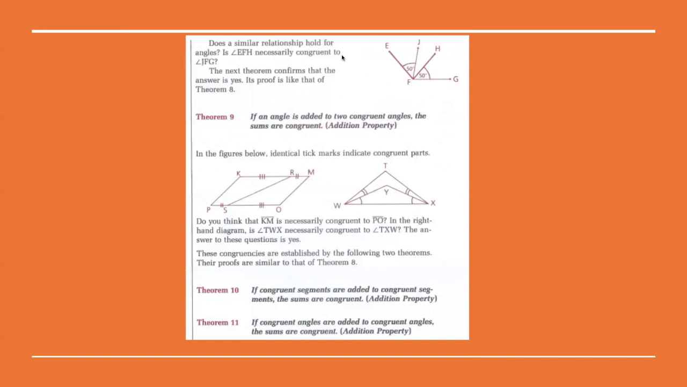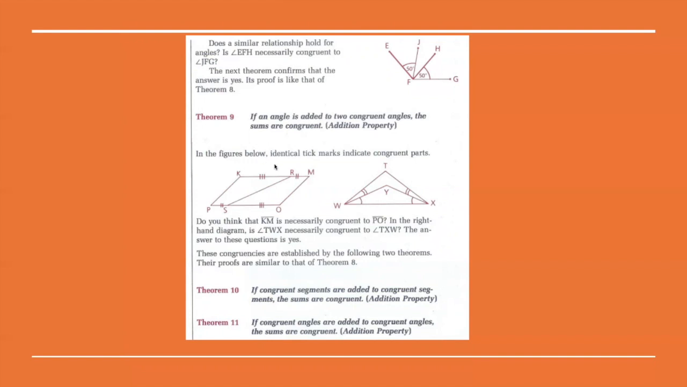Does a similar relationship hold for angles? Is angle EFH necessarily congruent to angle JFG? The next theorem confirms that the answer is yes. Its proof is like that of theorem 8. Theorem 9: if an angle is added to congruent angles, the sums are congruent.